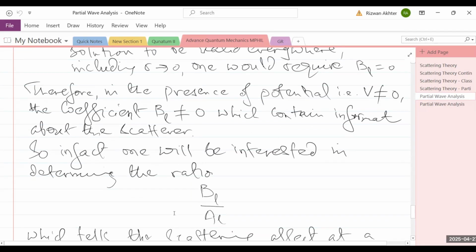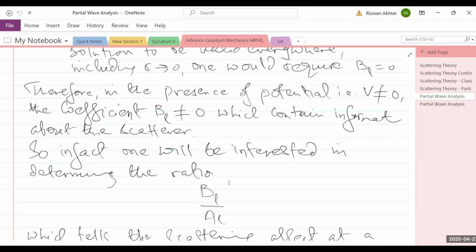So in fact, what we are interested in partial wave analysis is to compare these two coefficients, that is AL and BL, such that this would give us the information about the scattering center. That is, we would like to know the ratio of BL upon AL. And so you would see today that we are interested in this ratio, and this ratio has a very specific name: it is known as the phase shift, and it is in fact the quantity which we discussed maybe earlier, that is the scattering matrix.